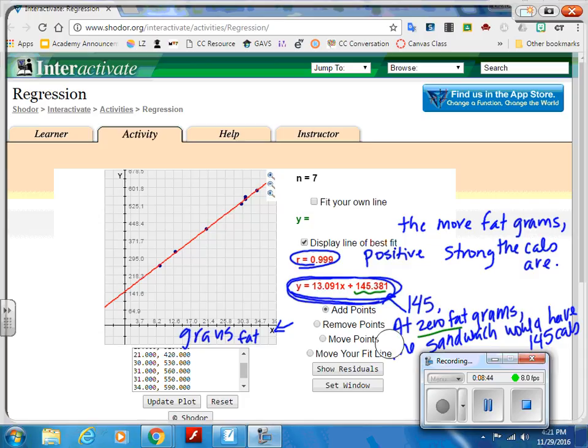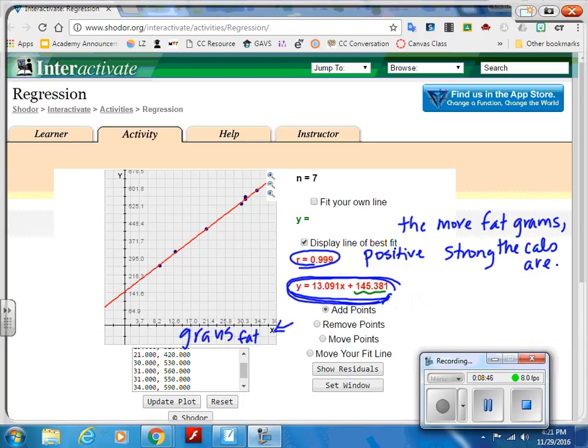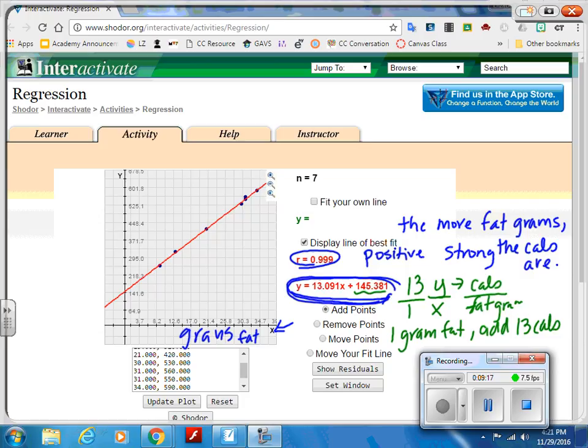Let's talk about the slope now. Now, the rate of change, the slope, is roughly 13 over 1. And remember that our rate of change is the change in y over x. Well, what did y represent? Y was the calories. X is the fat grams. So what this is saying is for every 1 gram of fat, it's a positive 13. So you increase 13 calories for each gram of fat that you consume.